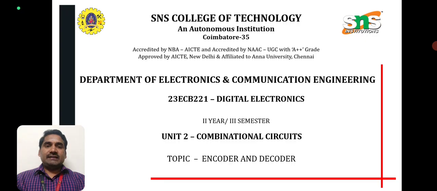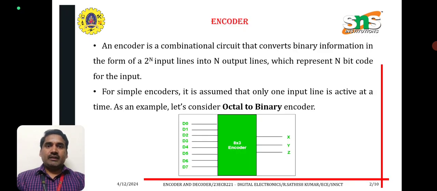Now let us see the video lecture series on combinational circuits, that is nothing but encoder and decoder. An encoder is a combinational circuit that converts binary information in the form of 2 power n input lines into n output lines, which represents the n-bit code for the input. For simple encoders, it is assumed that only one input line is active at a time.